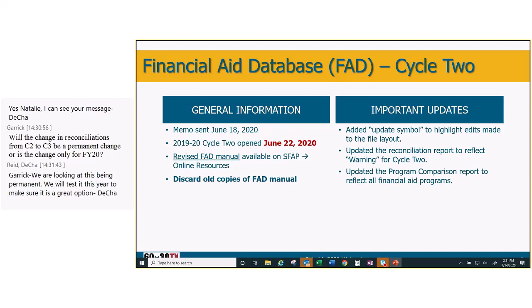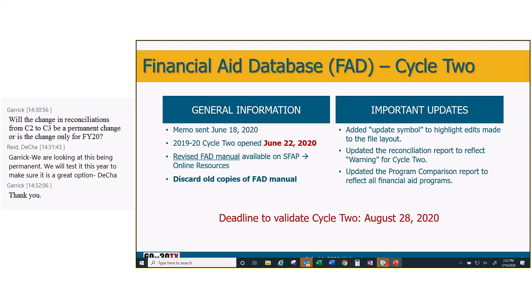And lastly, yes, people, we've been asked, do we need to validate? And the answer is yes. The deadline to validate Cycle 2 is August 28th. And I did the math this morning, and it's just over 6 weeks. So now that you don't have to do the full reconciliation of those program totals, that should be some relief.